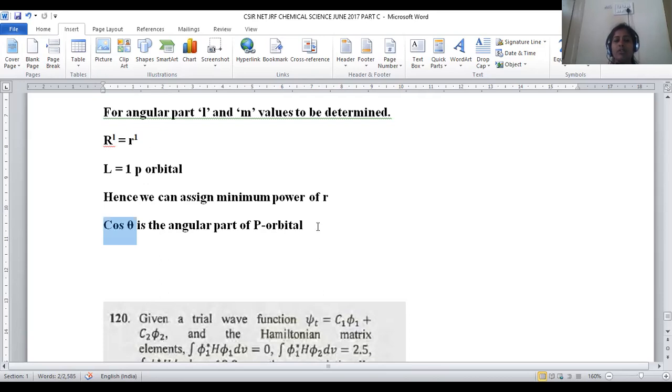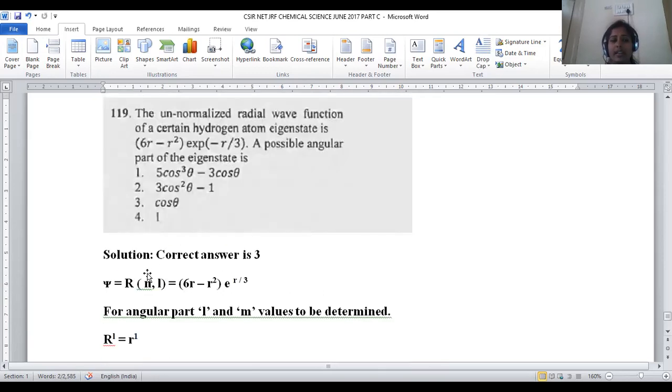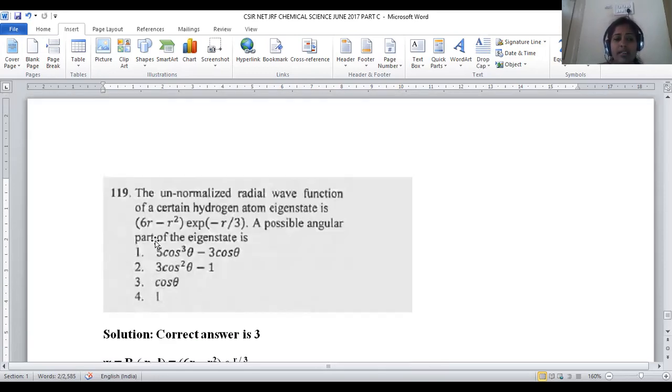used. So in order to define the angular part of the p orbital, the probable requirement will be cos theta, right? The correct answer will be cos theta. For question number 119, option 3 will be the right answer.